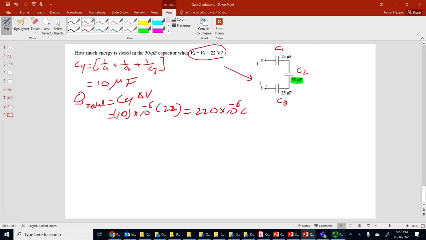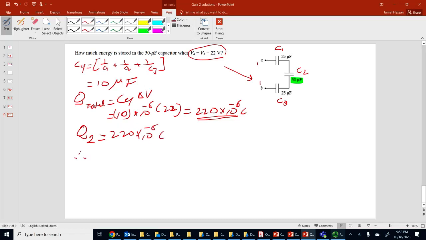Because these are series, what happened in the series? Yeah, because these are series, we have the same charge, right? It's a series connection, so we have the same charge accumulated. So means Q total or Q2 basically is equal to 220 multiplied by 10 to the power minus 6 coulomb.